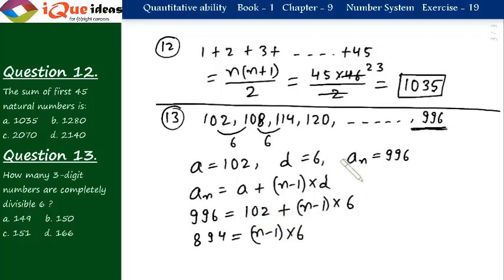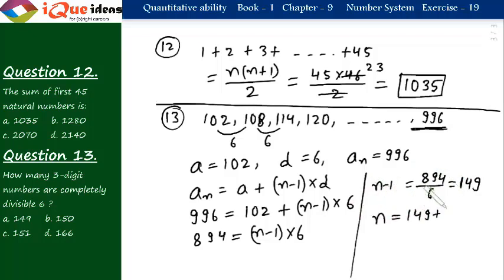From here you can see that n minus 1 is equal to 894 divided by 6, which is equal to, 6 ones are 6, 29, 6 fours are 24, 54, 149. So n minus 1 is 149. So n is equal to 149 plus 1, that is 150. So there are 150 three-digit numbers divisible by 6. This is one way of doing this question. Now I'm going to discuss the other method of the same question, which is very important. You must know that also.